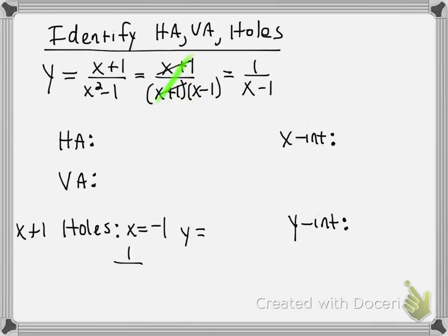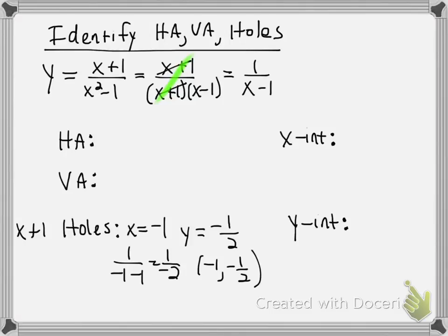So the first thing I'm going to do is take this function 1 over x minus 1 and plug in that x value. So I end up getting 1 over -2. So I end up getting -1/2 is my y value. So I've got this point now, -1, -1/2. That's a hole within my function.